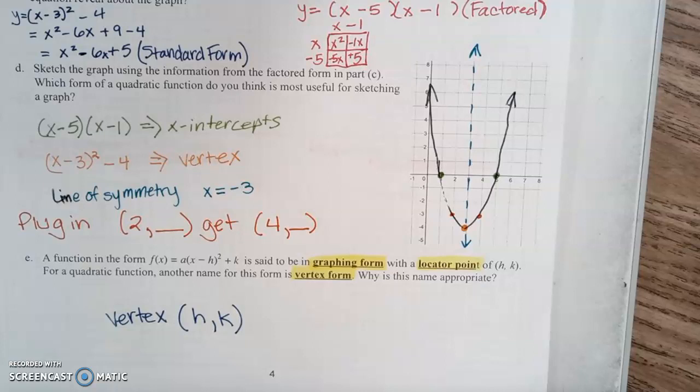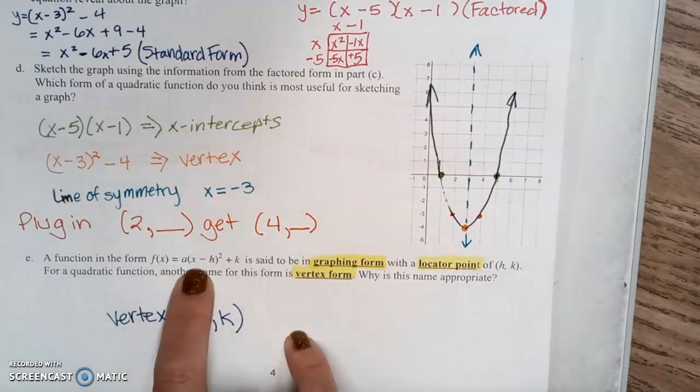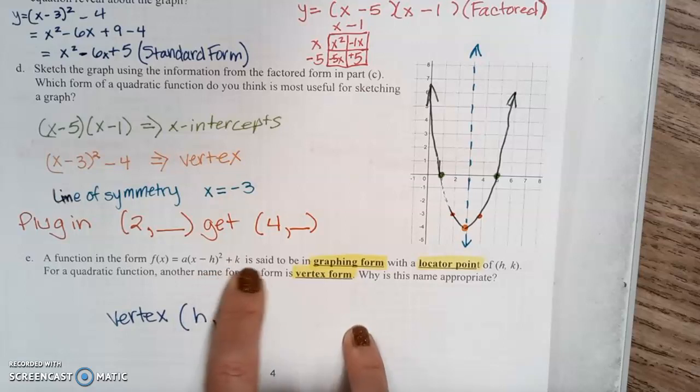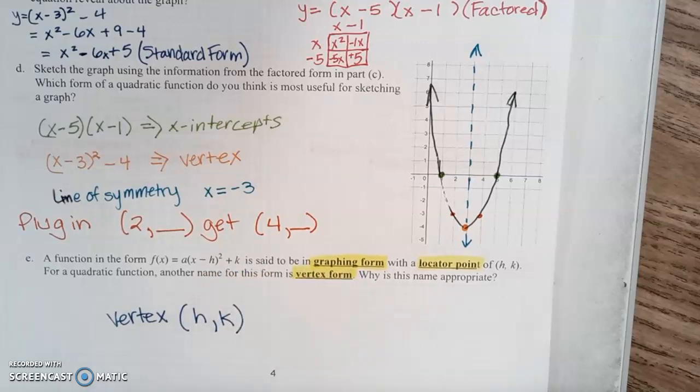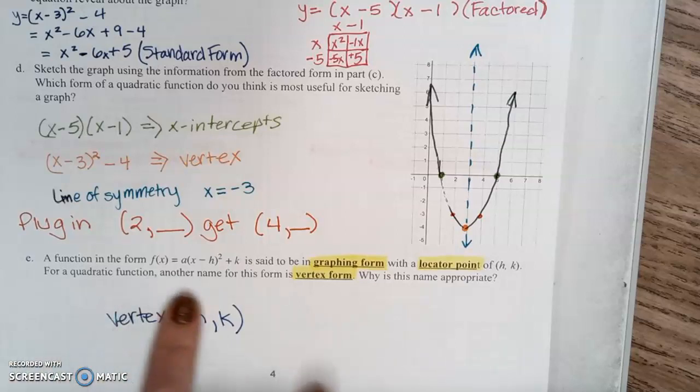Part E says a function in the form f(x) = a(x - h)^2 + k is said to be in graphing form with a locator point of (h, k). For a quadratic function, another name for this form is vertex form. Why is this name appropriate? Because it gives you the vertex. Graphing form gives you the vertex. That's why they call it vertex form. The name is what it is. So it ends up being at (h, k). Any questions on part E?